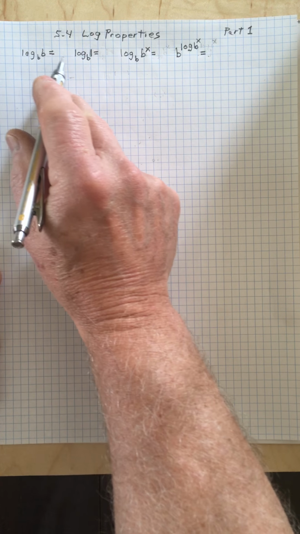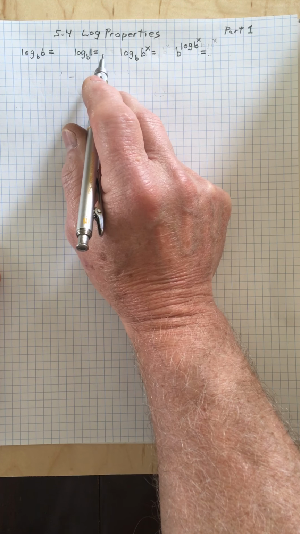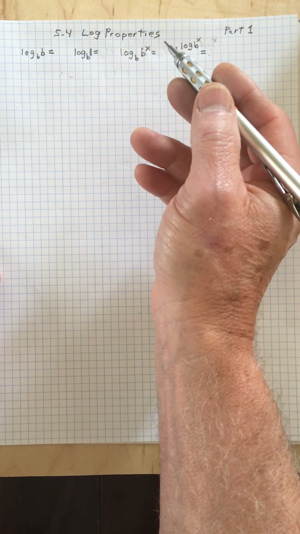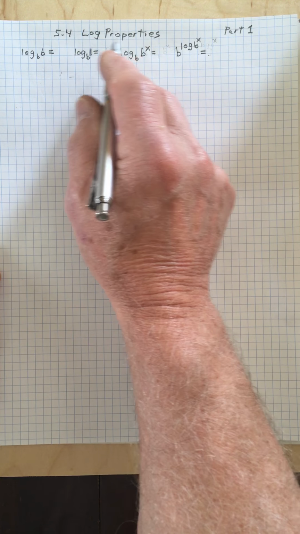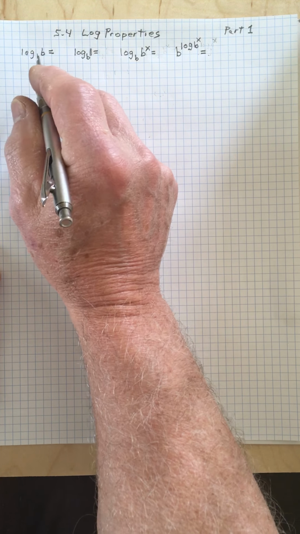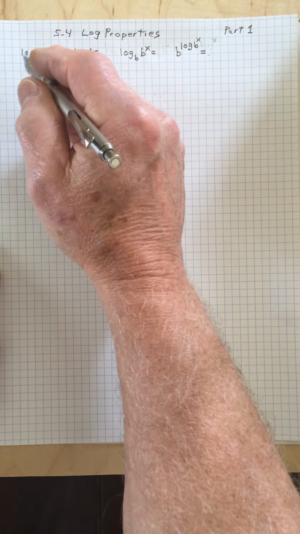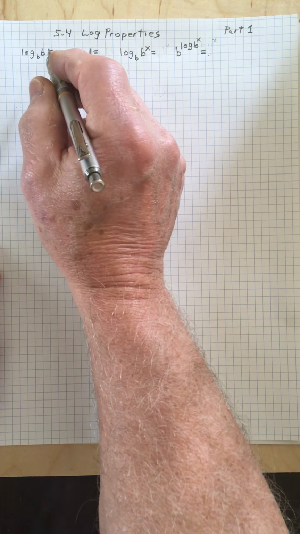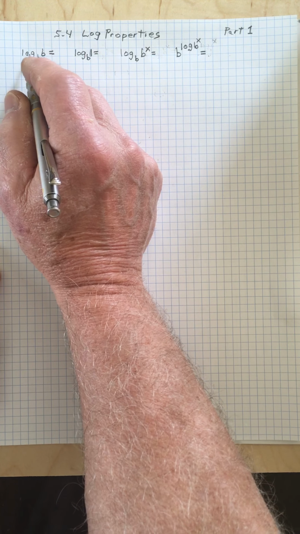Okay, and here are all the rules here, but we need to figure out what they equal rather than just state the rule. I believe these are on the first page in the section of the book, 5.4. So rather than just state them, let's see why they equal what they equal. It'll help us to understand them better.